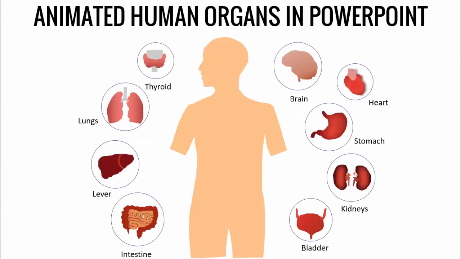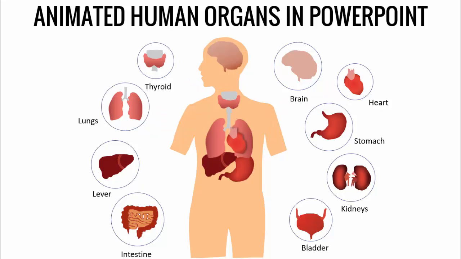And then the next slide is the animated human organs in PowerPoint. Again, on mouse click, when I click, it goes back to its right position. You can see here the lungs, the heart, the stomach. So this is the human organs in PowerPoint.